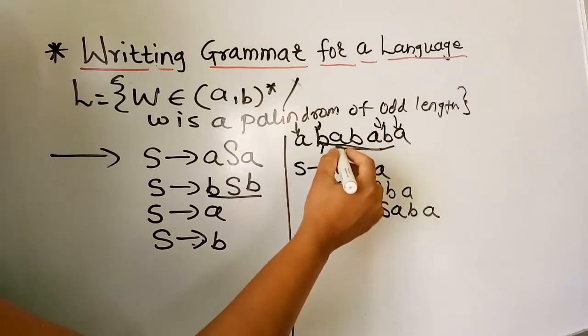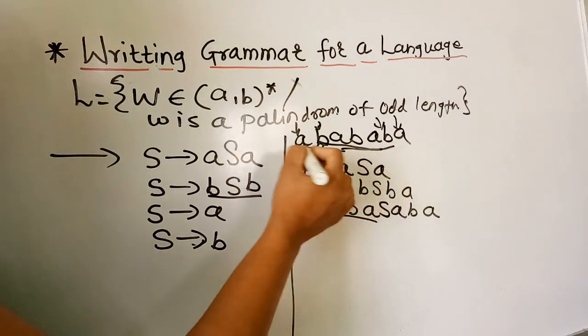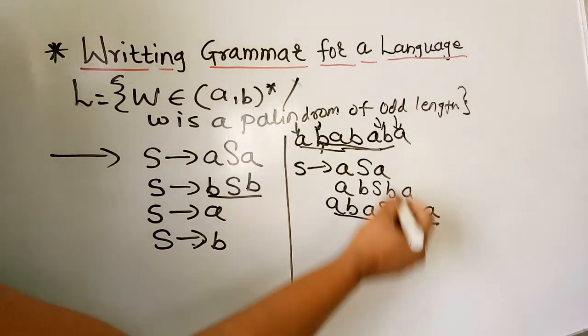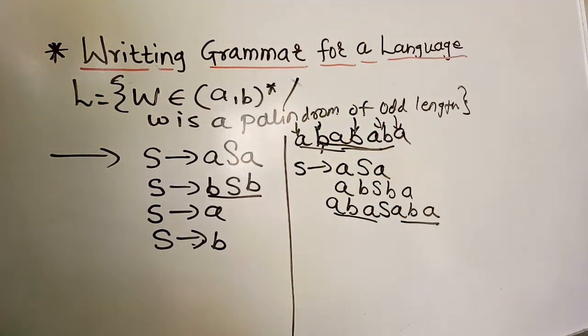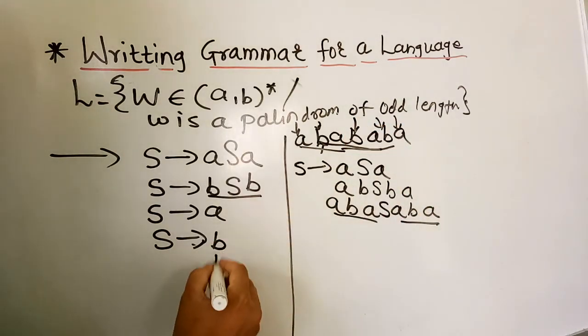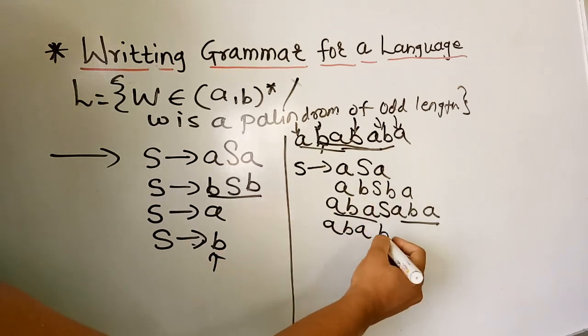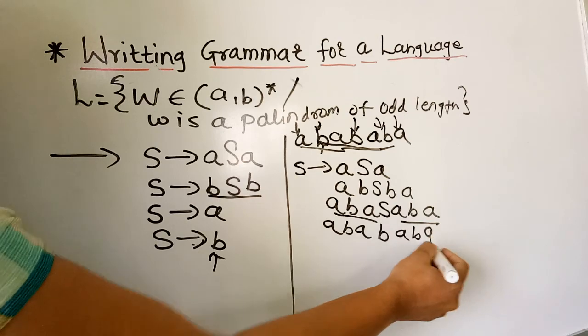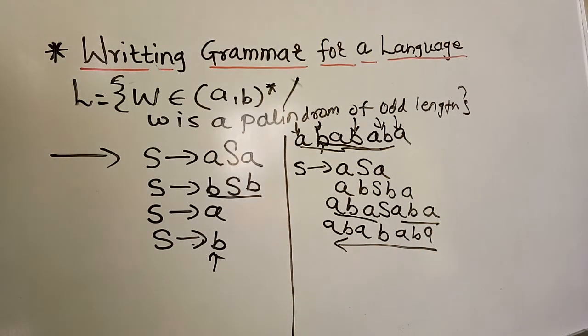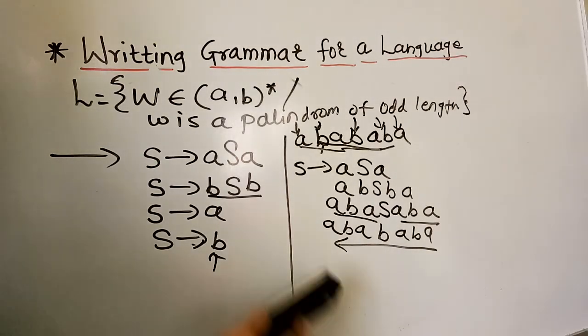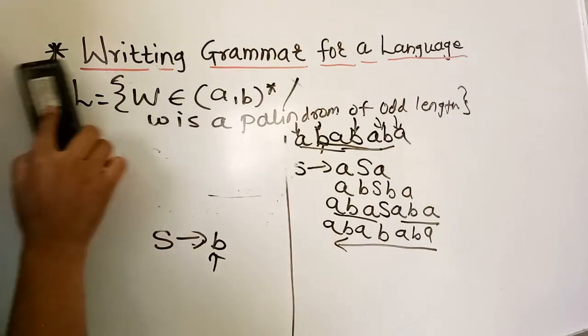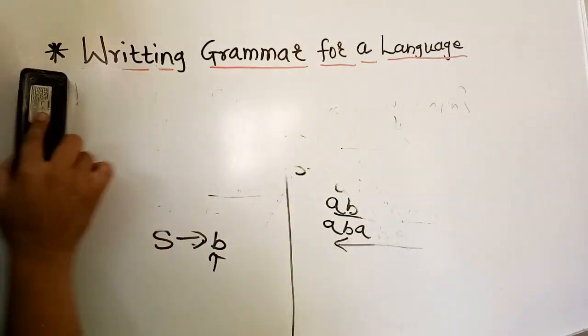ASA. Now here ABA is achieved. Here ABA is achieved. Now only B is left. For that case, for this S, we will simply replace B. So it is ABA, B, ABA. And if we reverse it, we will get the same answer. So after seeing this example, we can confirm that our grammar is correct. Now we will take one more example.